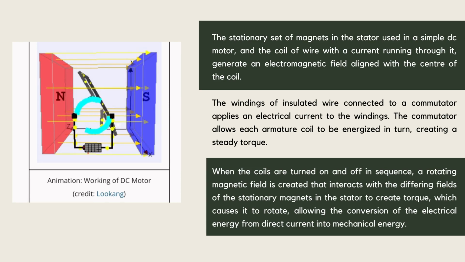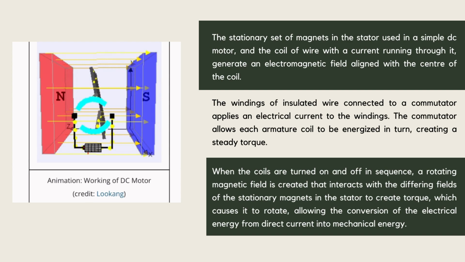One or more windings of insulated wire are wrapped around the core of the motor to concentrate the magnetic field. The windings of insulated wire connected to a commutator applies an electrical current to the windings. The commutator allows each armature coil to be energized in turn, creating a steady rotating force, also known as torque.